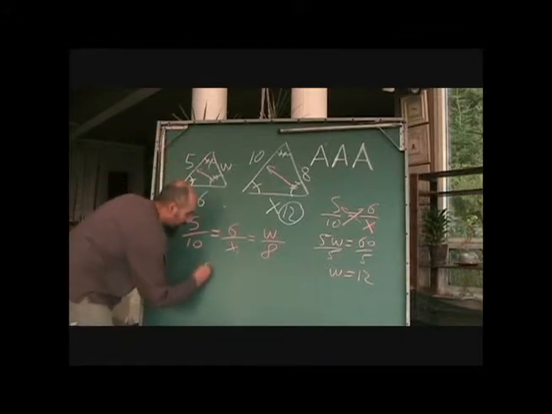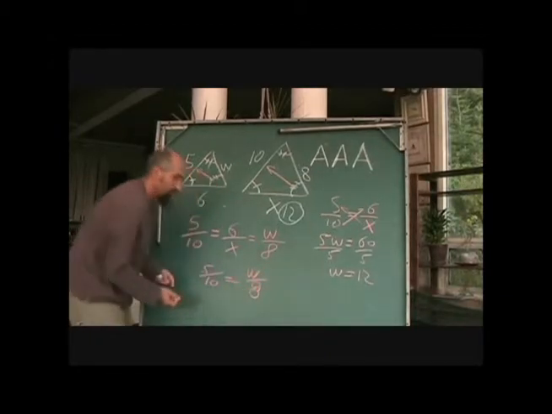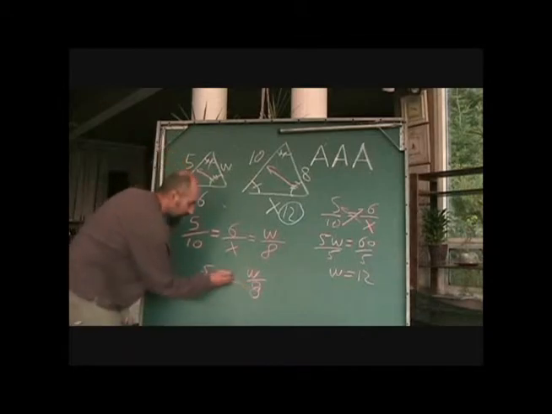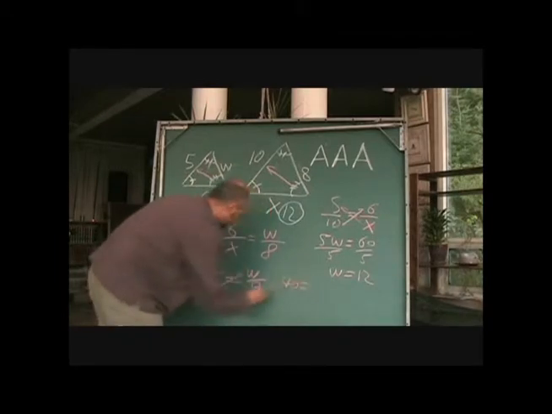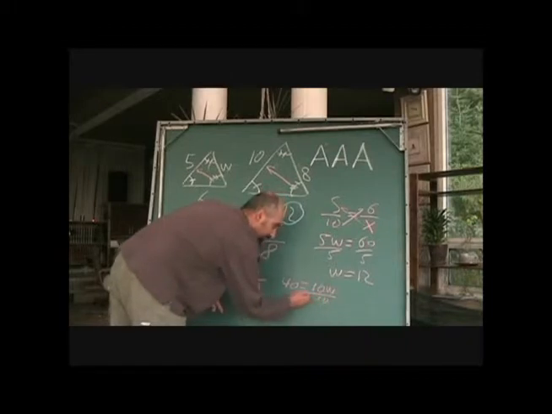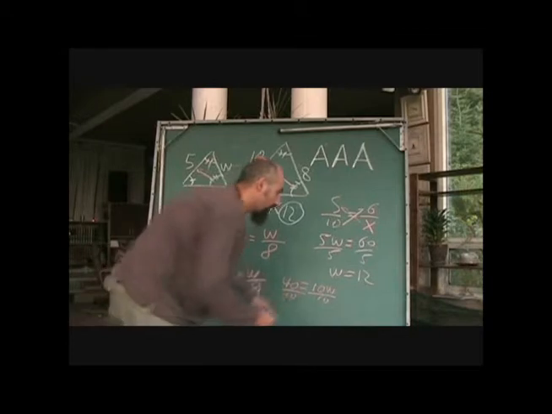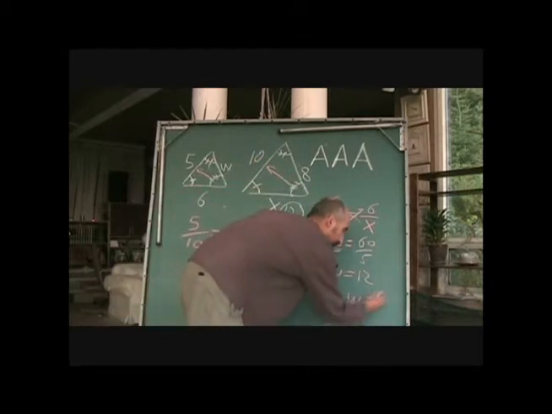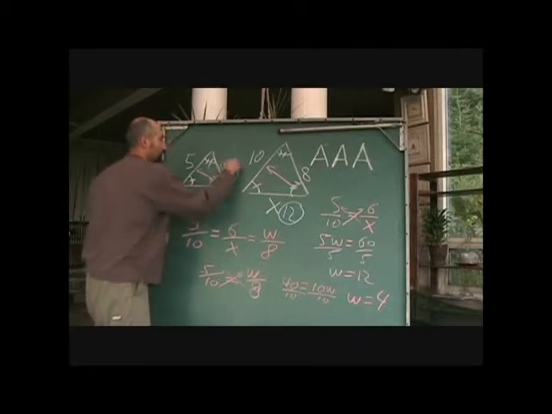So this would be 5 over 10 is equal to w over 8. So again, what you do is cross multiply. So this becomes 8 times 5 is 40 is equal to 10w. And then divide by 10, divide by 10. So w is equal to 4. So you just solved for w, which is 4.